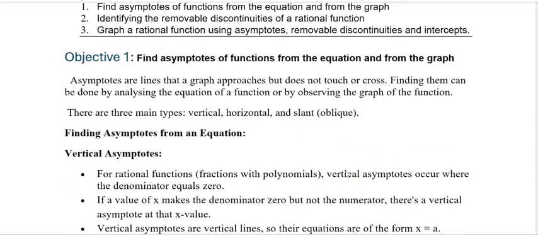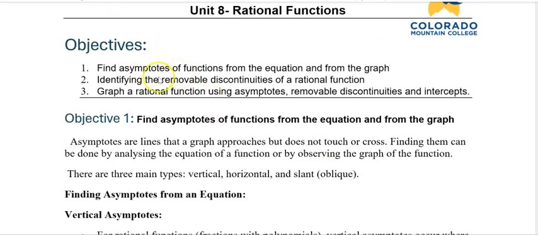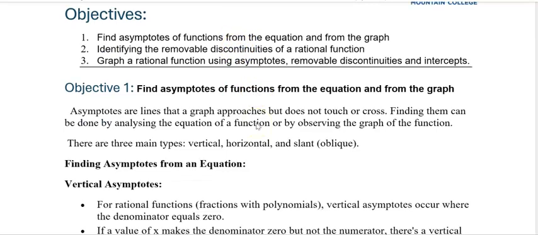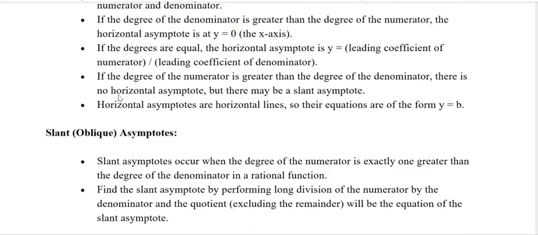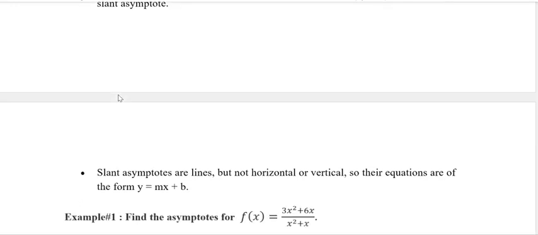In the first two objectives, you'll notice find the asymptotes and identify removable discontinuities. Those are both related to the domain. Okay, so I'm going to talk about these things as we go. And this will really define our function. It'll really tell us a lot about our function. What's happening with the asymptotes? We have vertical, horizontal, and slant.